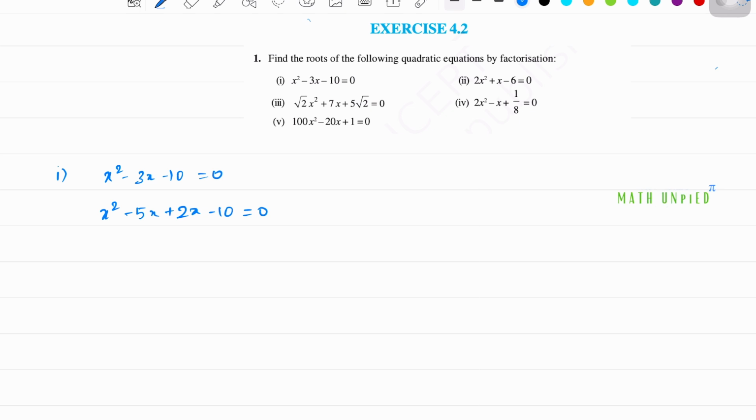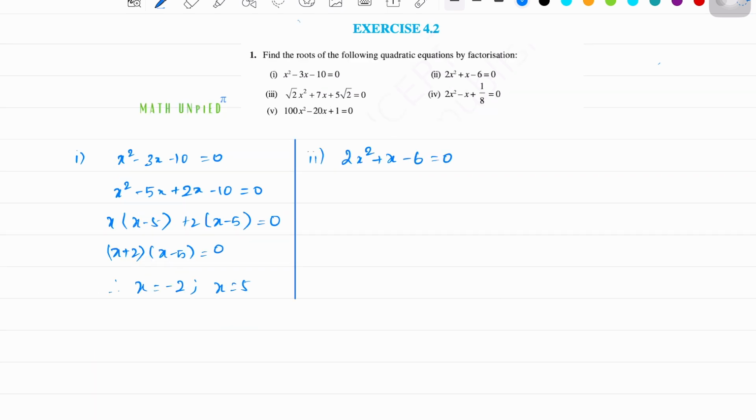So moving on, this is x into x minus 5 plus 2 into x minus 5 equals 0, or x plus 2 times x minus 5 equals 0. Therefore x equals negative 2 or x equals 5 is the answer. So this is the first one. Now let's move on to the second one.